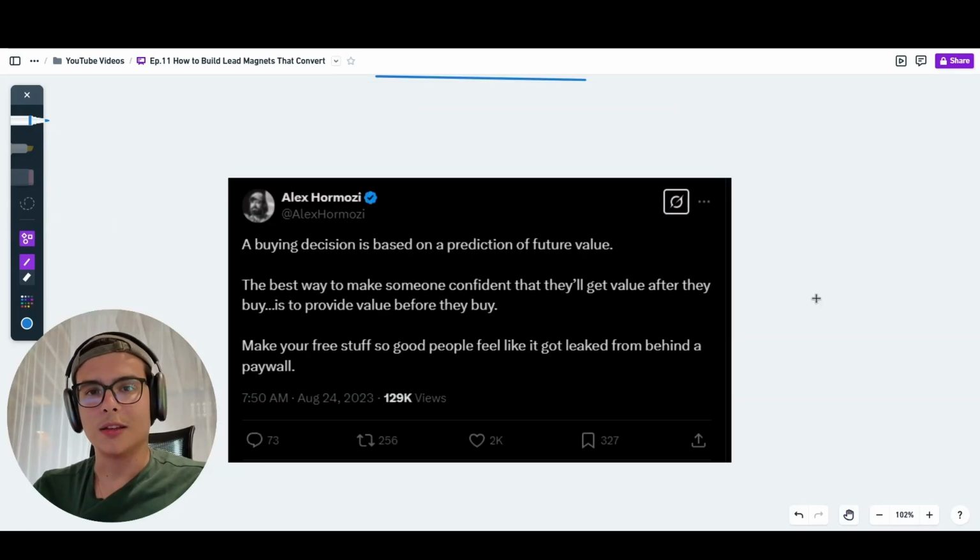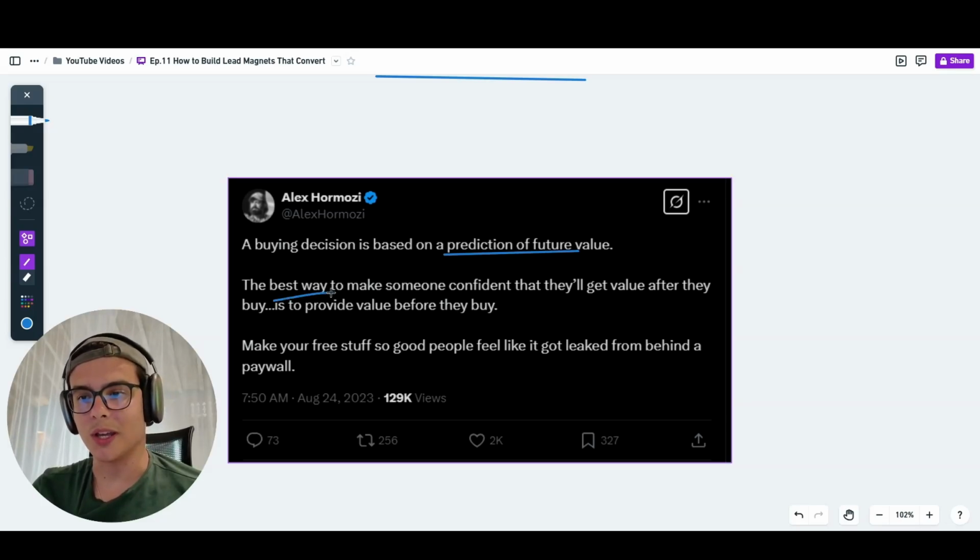All right, and I've already mentioned this quote before, and I say this quote to pretty much everyone I talk to whenever we're talking about marketing online, but this quote from Alex Hormozi is literally gold because it is the best way to go about marketing. And if you adopt this mindset, you're going to see a ton of growth, right? So the quote goes, "A buying decision is based on a prediction of future value, and the best way to make someone confident that they'll get value after they buy is to provide value before they buy."